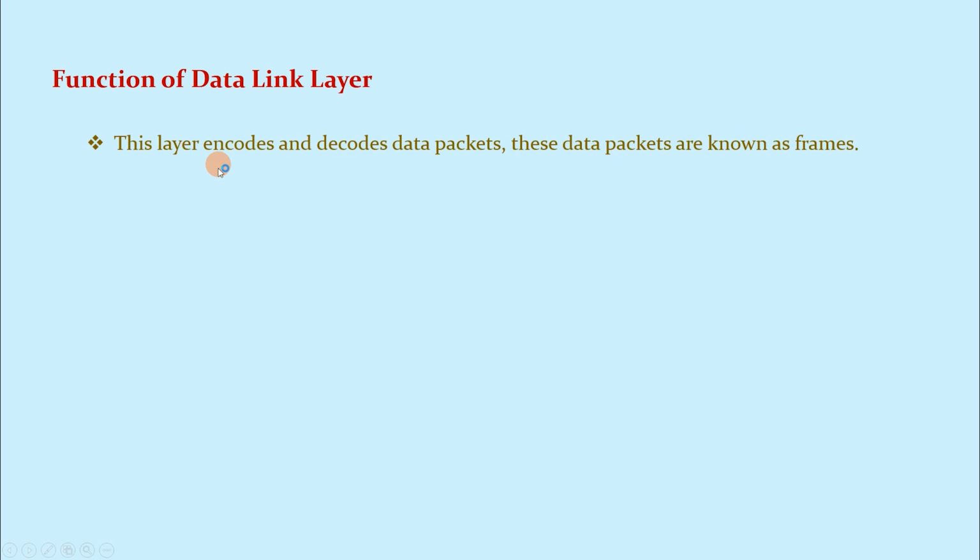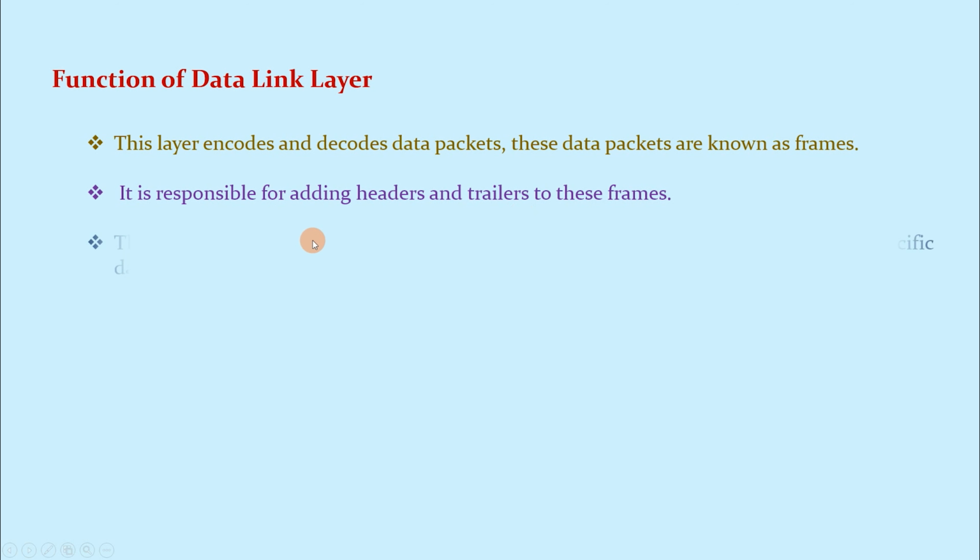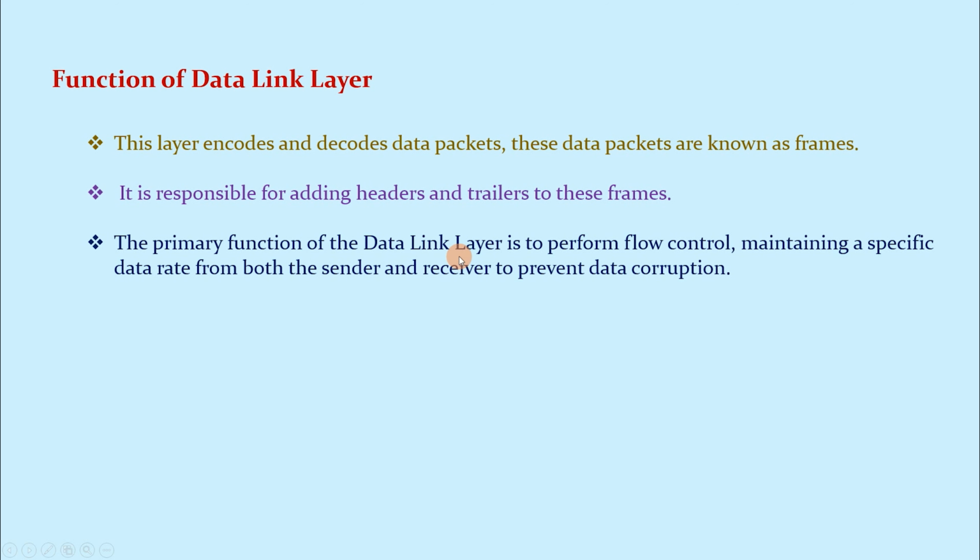Now, function of the data link layer. This layer encodes and decodes data packets. These data packets are known as frames. It is responsible for adding headers and trailers to these frames. The primary function of the data link layer is to perform flow control, maintaining a specific data rate from both the sender and receiver to prevent data corruption.